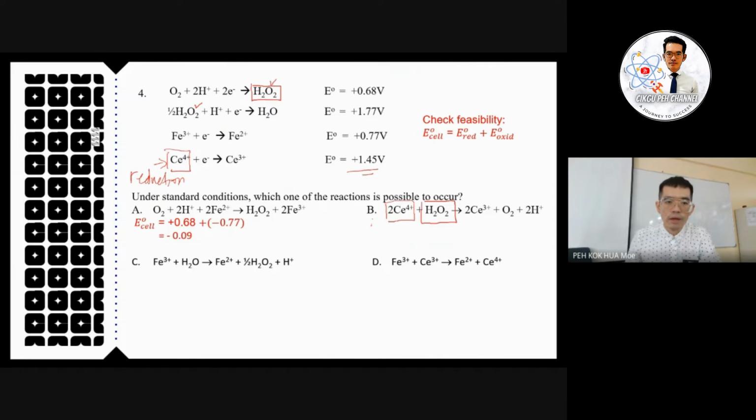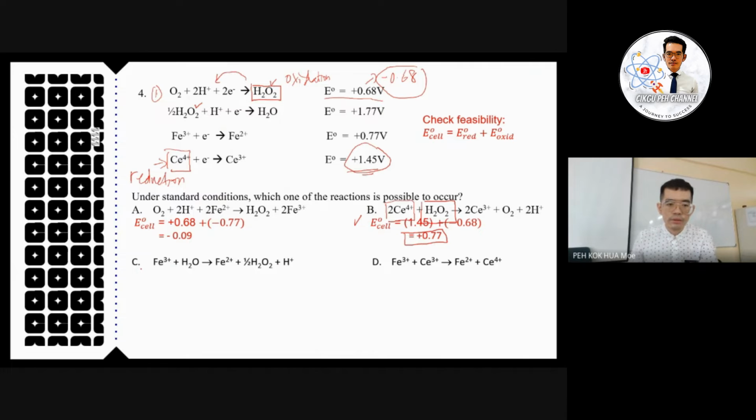Since there is already a reduction reaction for Ce4+, the other reactant must undergo oxidation. That means for the first equation, the reaction will be shifted to the left, and the E0 value here will be negative 0.68. Okay, so we add these 2 values, and we get our E0 cell value as positive 0.77. So the positive value shows that this reaction is possible to occur. Okay, so the answer should be B.